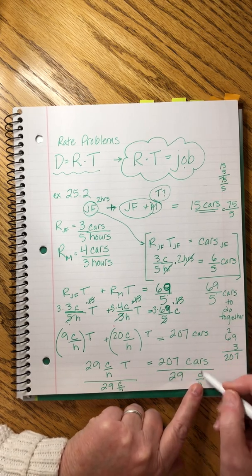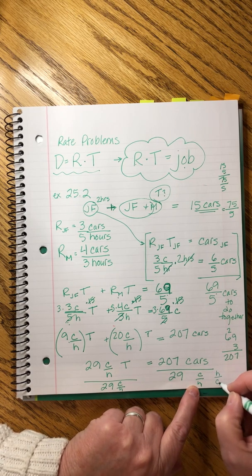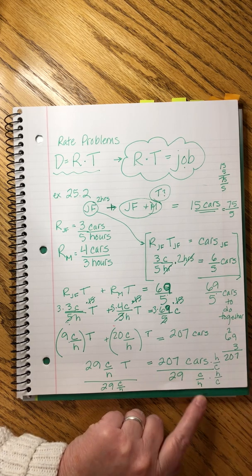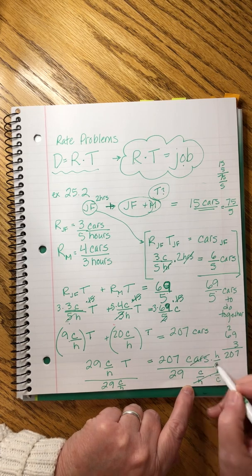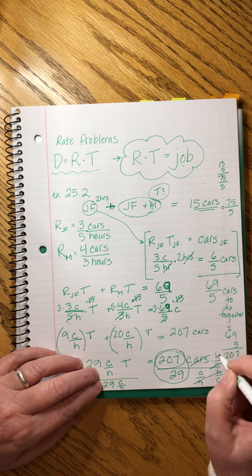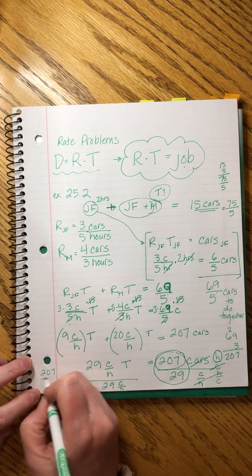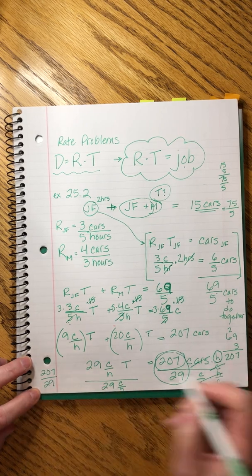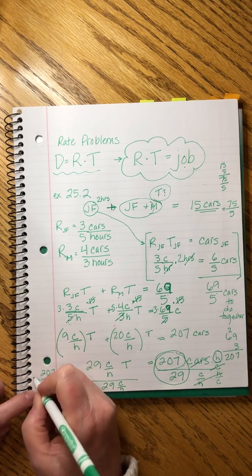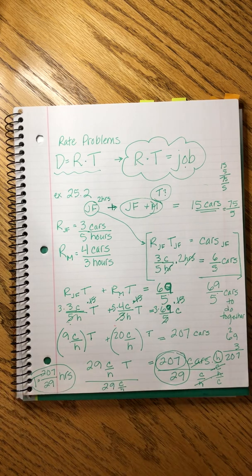But let's treat the words like a complex fraction. To make the denominator go away, I'm going to multiply by the reciprocal. And then I'm going to have to do the same for the top. Now this goes away, the cars cancel, and I get, wait, this whole thing. There's my answer. 207 over 29. What a meaningless number. Hours equals the time that they're going to need together to work.